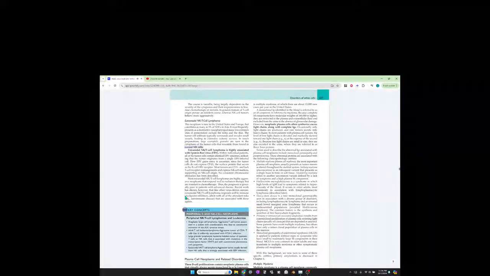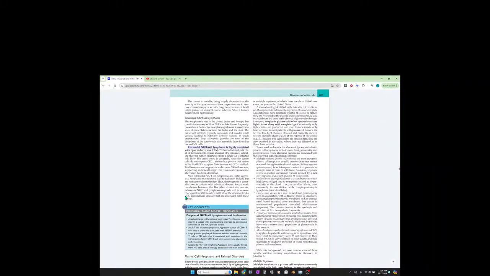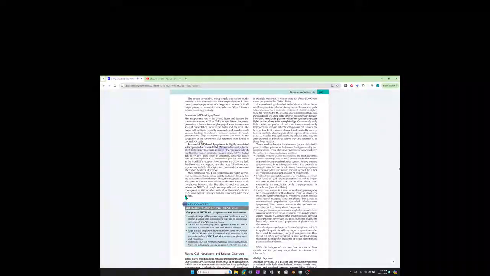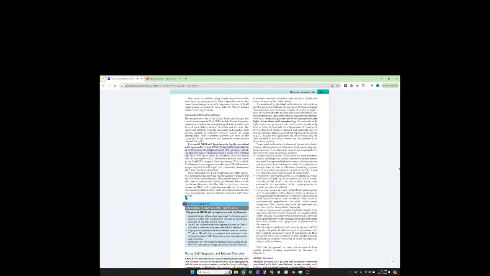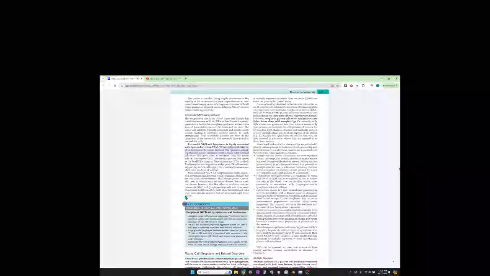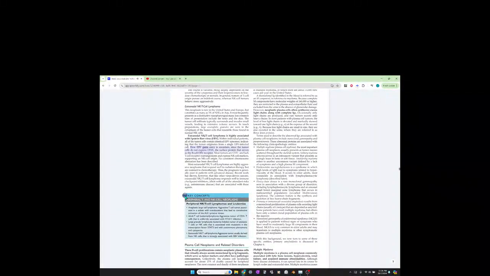In touch preparations, large azurophilic granules are seen in the cytoplasm of the tumor cells that resemble those found in normal NK cells. Extranodal NK/T-cell lymphoma is highly associated with Epstein-Barr virus. Within individual patients, all of the tumor cells contain identical EBV episomes, indicating that the tumor originates from a single EBV-infected cell. How EBV gains entry is uncertain, since the tumor cells do not express CD21, the surface protein that serves as the B-cell EBV receptor.